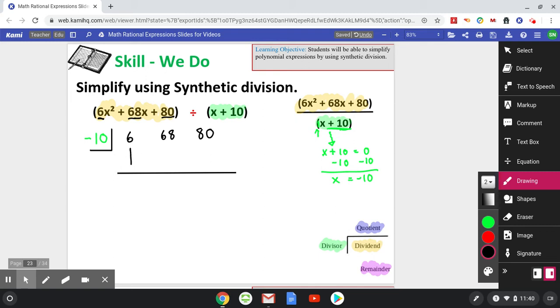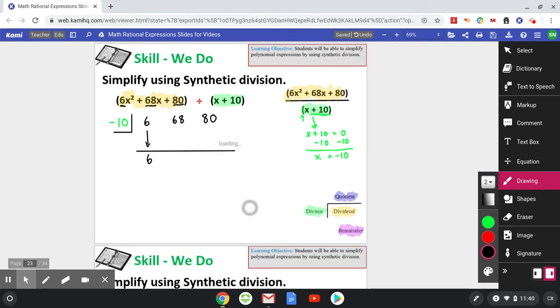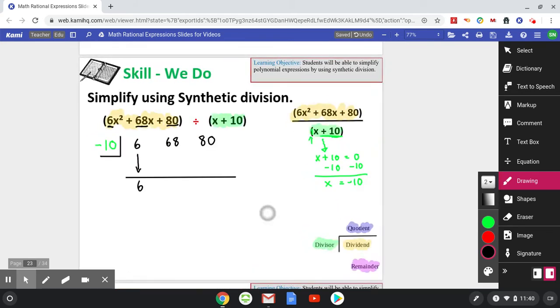We will start by bringing down the 6. As soon as you bring the 6 down, you will take this -10 and multiply it times 6. Whatever you get, you will write it here. So -10 times 6 is -60. As soon as you do that, you will add or subtract these two values. In this case, it's 68 minus 60. It would give us +8.